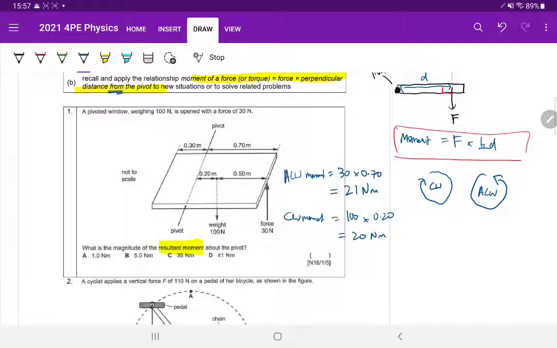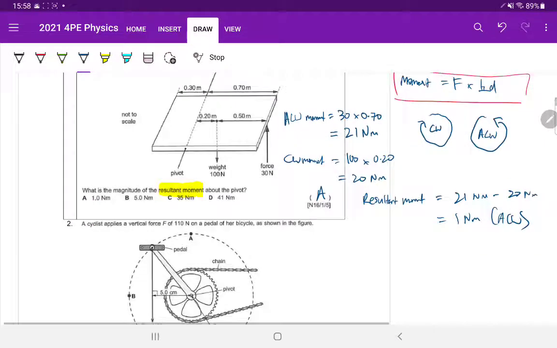20 Newton meters. And so what's my resultant? ACW is bigger by 1. So my resultant moment is simply 21 Newton meters minus 20 Newton meters, which will give me 1 Newton meter. And actually it's going to be anti-clockwise, right? So answer is A. Alright.